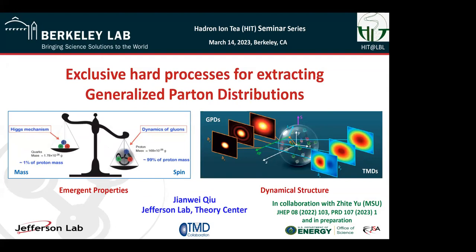Today, I'm going to tell you some new work I did with a collaborator from Michigan State. The title is Exclusive Hard Processes for Extracting GPDs. I will first tell you why GPDs are very important. Then I'll tell you in great detail about the processes from which we can extract the GPDs.